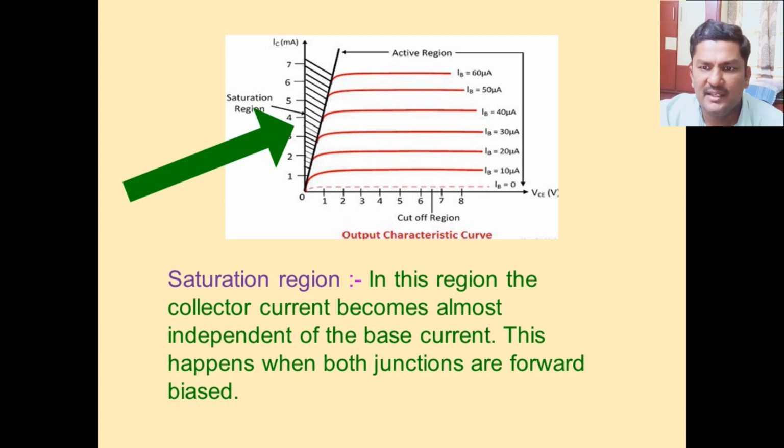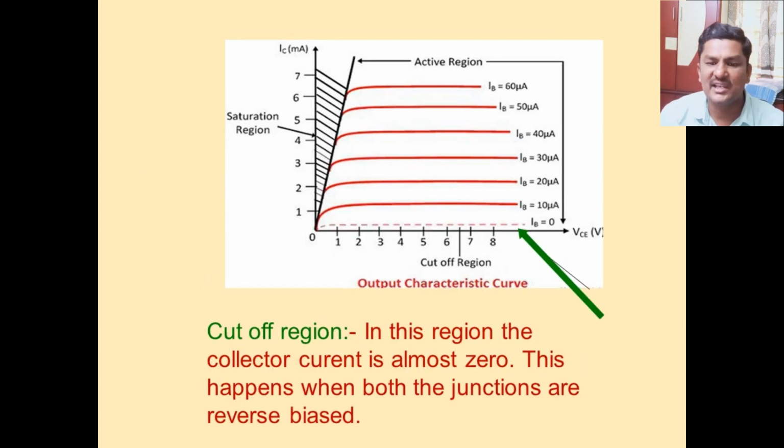So in this region, the collector current is almost independent of base current. This happens when both the junctions are in forward bias condition. So the saturation region is possible when both the junctions are in forward bias condition.